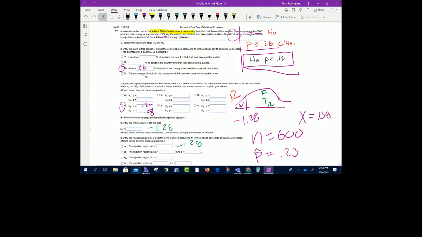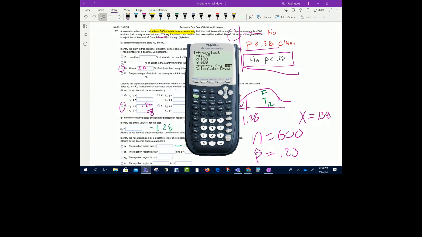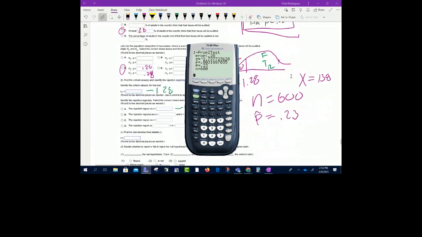Let's go back to stat, go to test, go to number 5. We've got that there. My x value now is 138. Our n number was 600. And we are looking at a left tail test, so I'm going to click the second one right here. Let's go to calculate. Let's see what our z value is. According to this, I'm coming up with a negative 2.73.